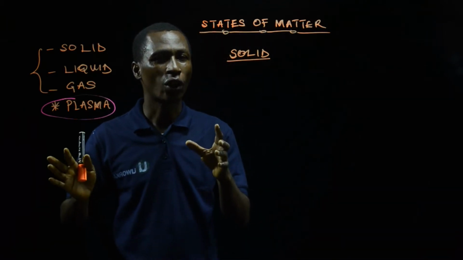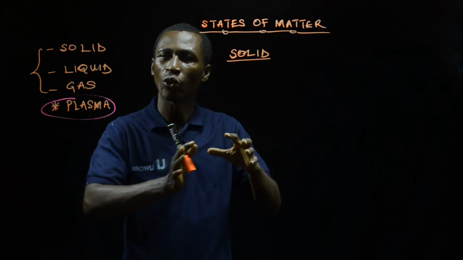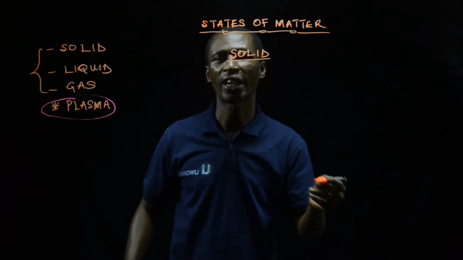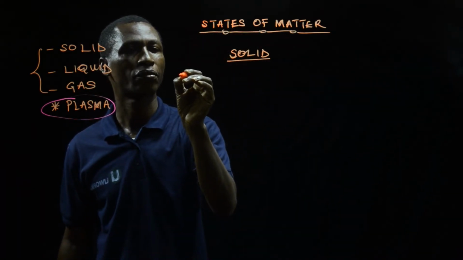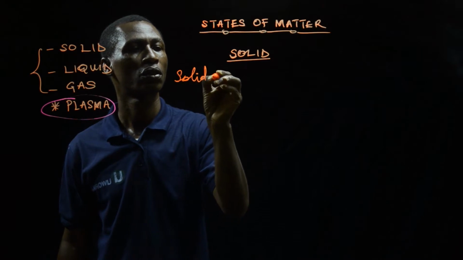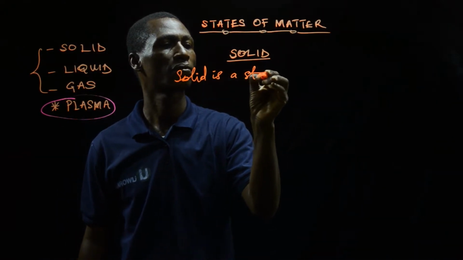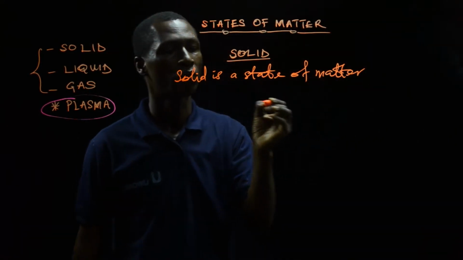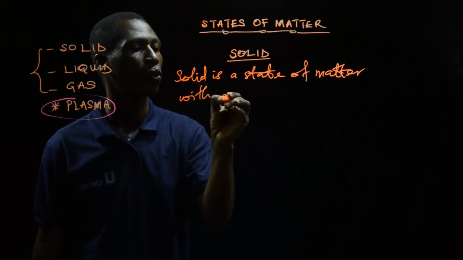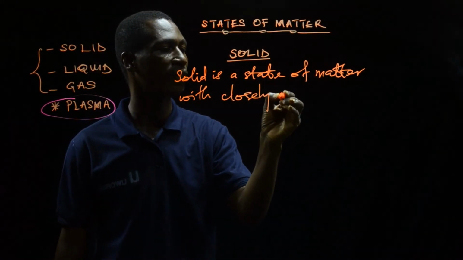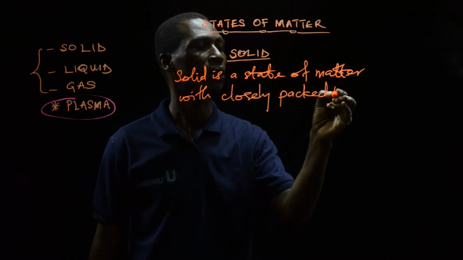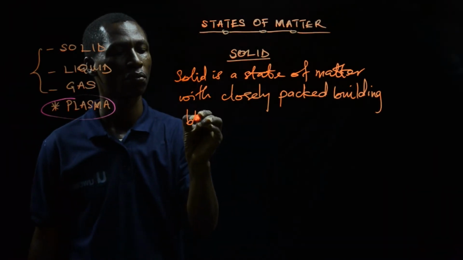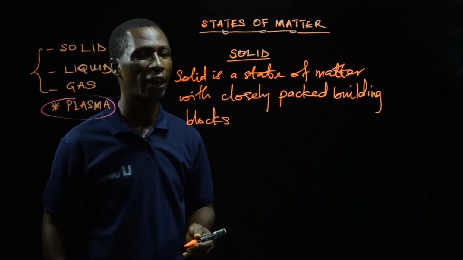There are other forms of matter which are also made of atoms. Some are of molecules, some are atoms. That means the building block. So in short, we said solid is a state of matter with closely packed building blocks.